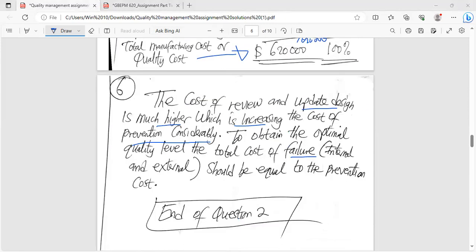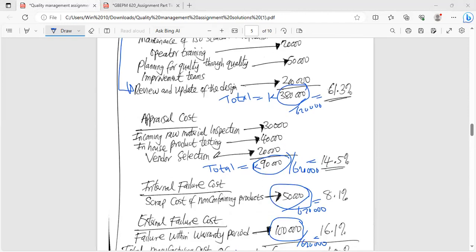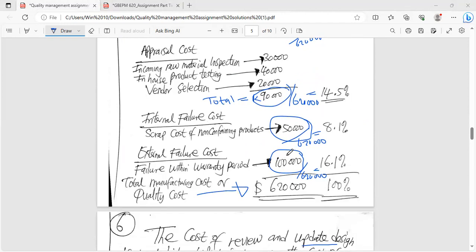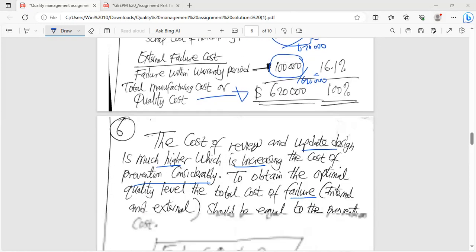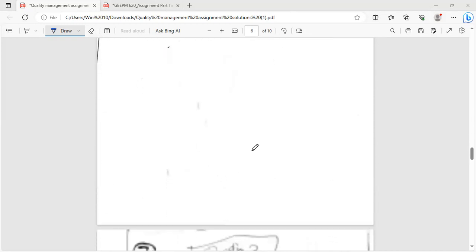Okay, so we are getting down to interpretation. The prevention cost was 61% of the total cost. The appraisal cost was 14% of the total cost. The internal failure was 8% of the total cost, or the total percentage, so to speak. External failure was 16% of the total percentage. The cost of review and update design is much higher, which is increasing the cost of prevention considerably. Okay, so this is the end of question 2.